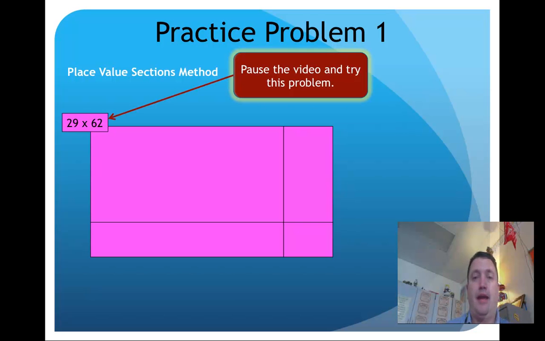So let's look at another one. This time, I'm going to have you pause the video and try this problem, and then you can hit play again, and we'll go through the answer together. So go ahead, pause the video, and try this problem now.